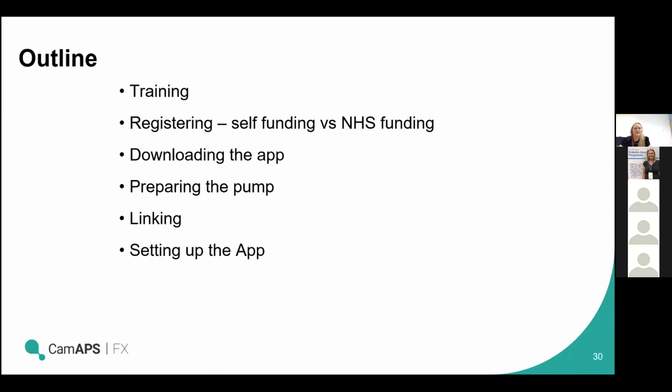So I'm hoping we've covered the main points we wanted to. We've gone through the training that you'd need on the pump, the sensor and the app. We've talked about how you would register and the difference between self-funding versus NHS funding. We've talked about how you download the app from the Amazon App Store and all the things that you need to do to prepare the pump to link. And we've gone through the process of linking the three components, the phone, the sensor and the pump. And then gone through a small amount of the important things of setting up the app that you would need to have done in order to go live into auto mode.